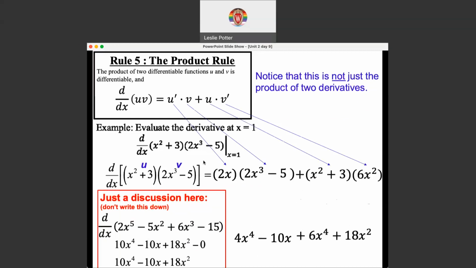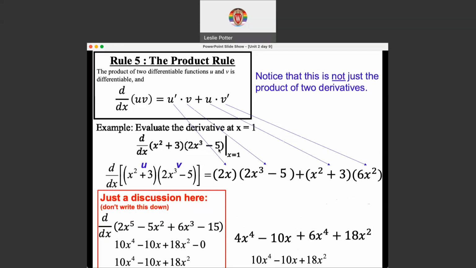Okay, that's better. Combining these like terms, 4x to the 4th plus 6x to the 4th is 10x to the 4th. Then I got a minus 10x, and I got plus 18x squared. So that is what we FOILed out here and differentiated term by term.